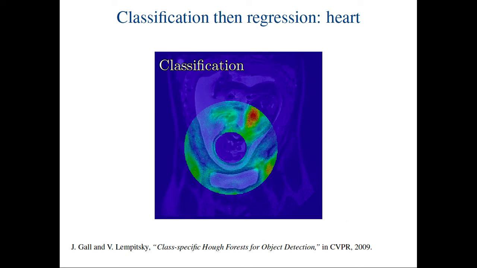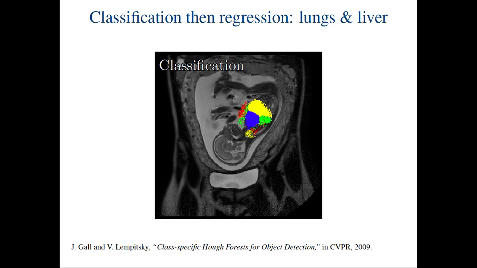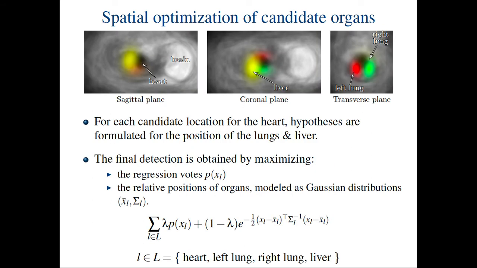In an analogy with the half forest, we perform first a classification step, followed by a regression step for the heart, then for the lungs and liver, a classification step followed by a regression step. We score the different combinations of organ candidates based on the regression votes as well as the relative position of the different organs.